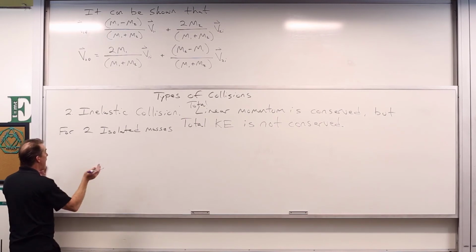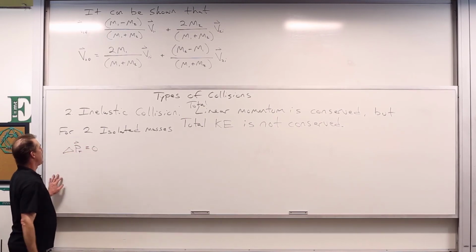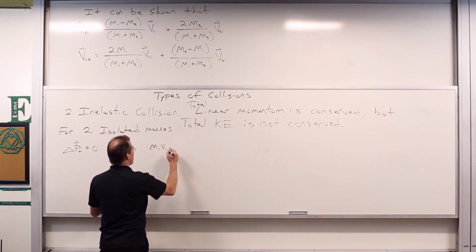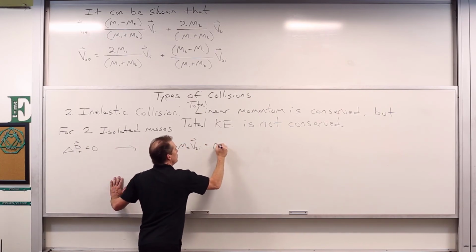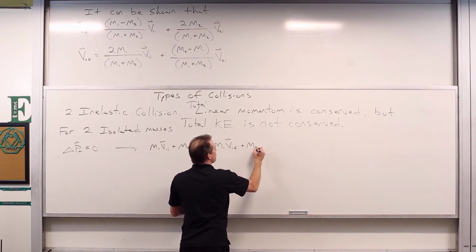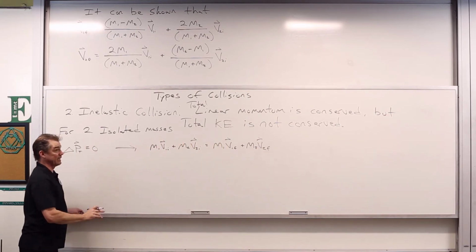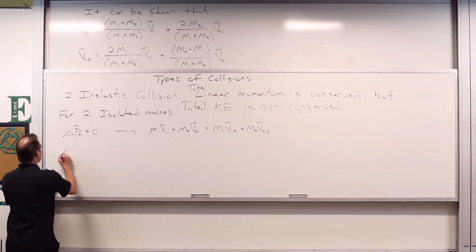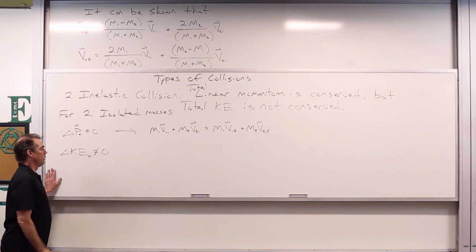masses, we will have conservation of total linear momentum, p hat total, delta p hat total is equal to 0, which ultimately gives us m1 v1 initial hat plus m2 v2 initial hat is equal to m1 v1 final hat plus m2 v2 final hat. Again, being careful that those velocities are vector quantities, and delta KE total is not equal to 0.